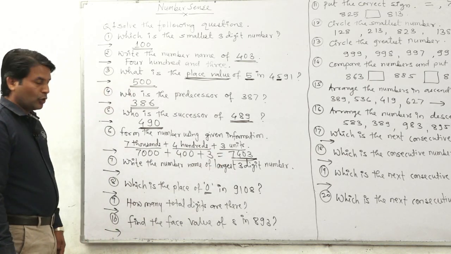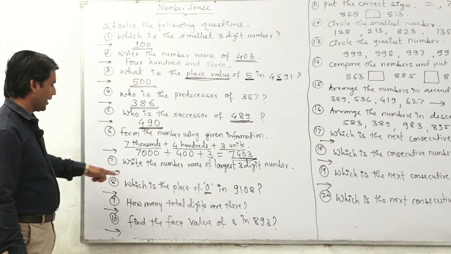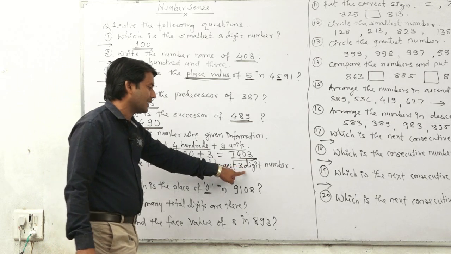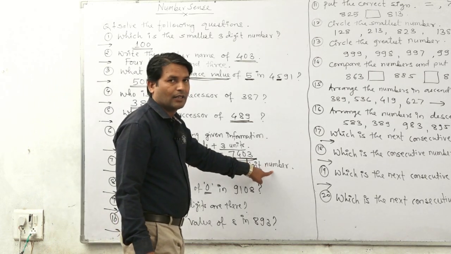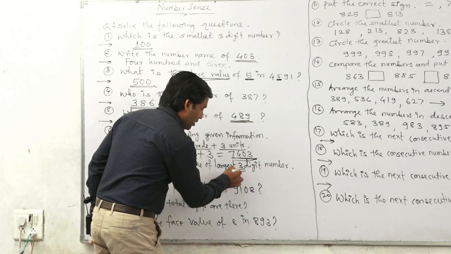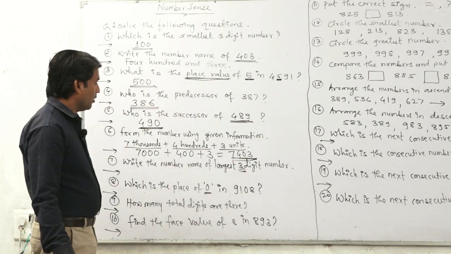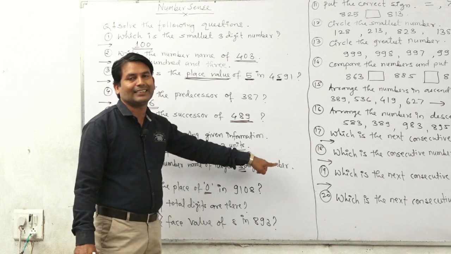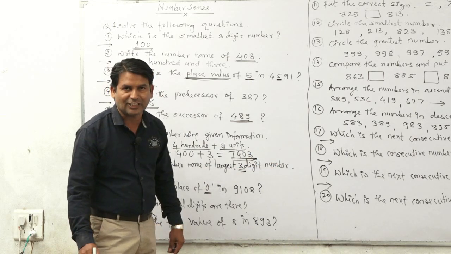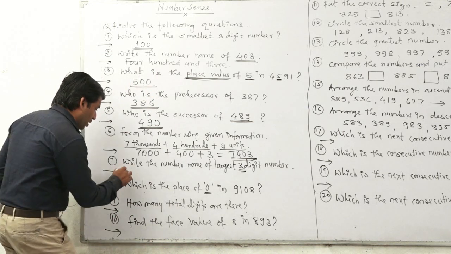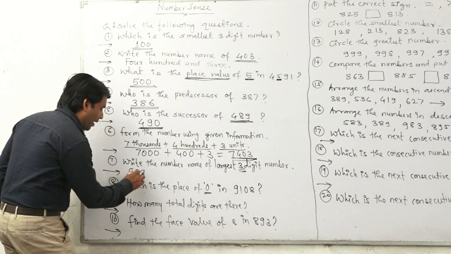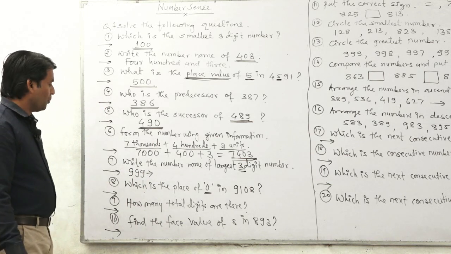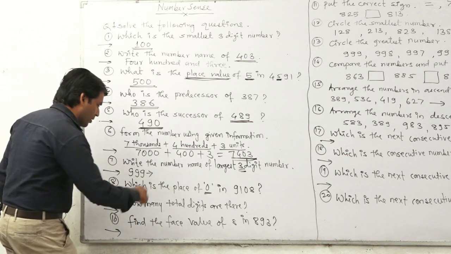After that, question number seven is there. Write the number name of the largest 3-digit number. Let us see here. The number is not given, but you have to find out the number name of the largest 3-digit number. Which is the largest 3-digit number? As we know, 999 is the largest 3-digit number. So we can write the name of this number.